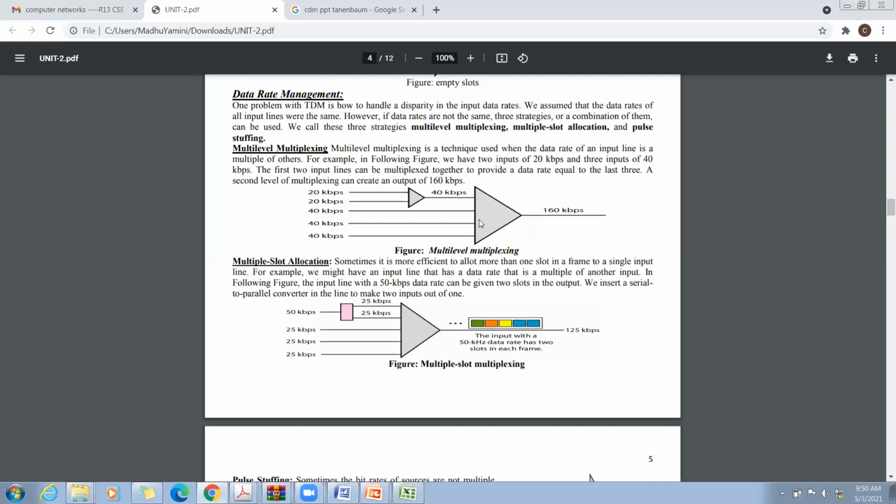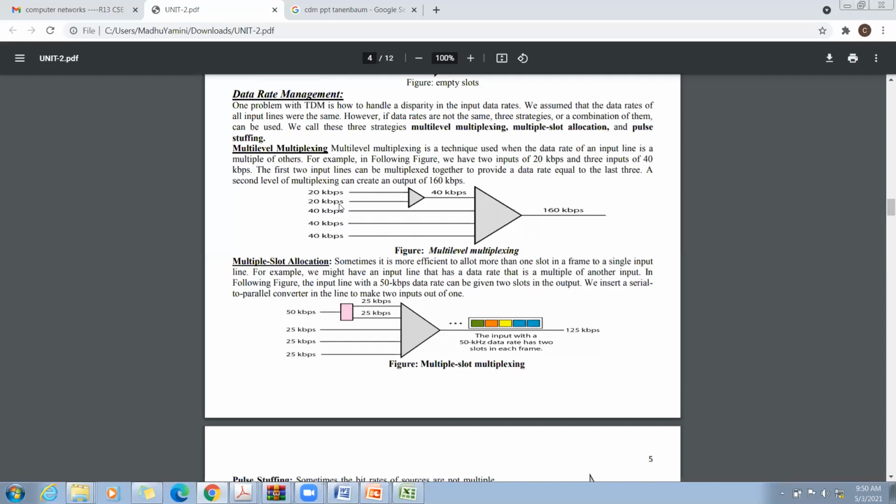See why and in which case we are using multi-level multiplexing. I will tell you. How many inputs do we have? 1, 2, 3, 4, and 5. The first two inputs are with a speed of 20 kbps. The next three are with a speed of 40 kbps. The first two are different, and the next three are different.